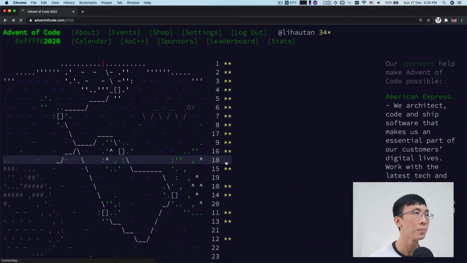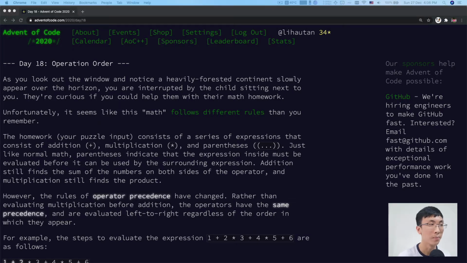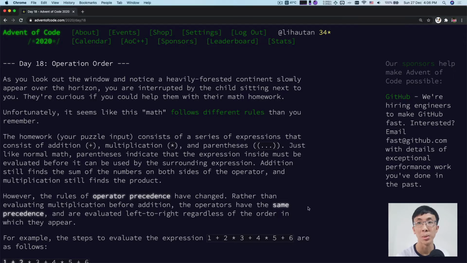So let's look at the calendar, day 18. Day 18, operation order. As you look out the window and notice a heavily forested continent slowly appear over the horizon, you are interrupted by the child sitting next to you. They are curious if you could help them with their math homework. Well, unfortunately, it seems like this math follows different rules than you remember.